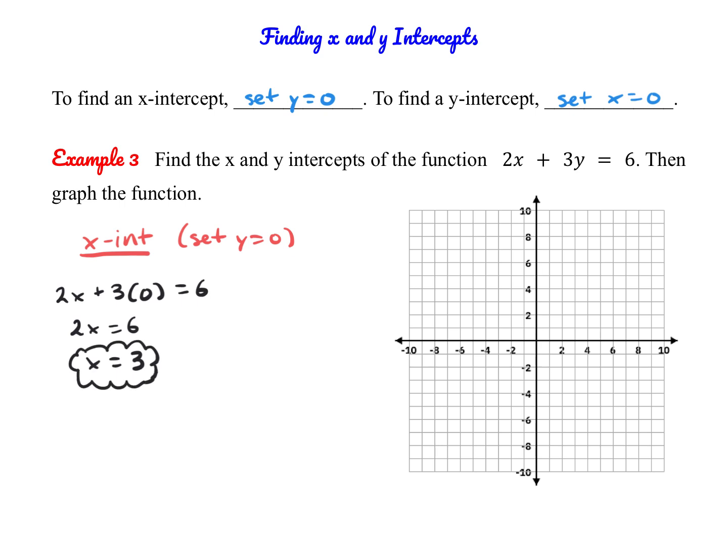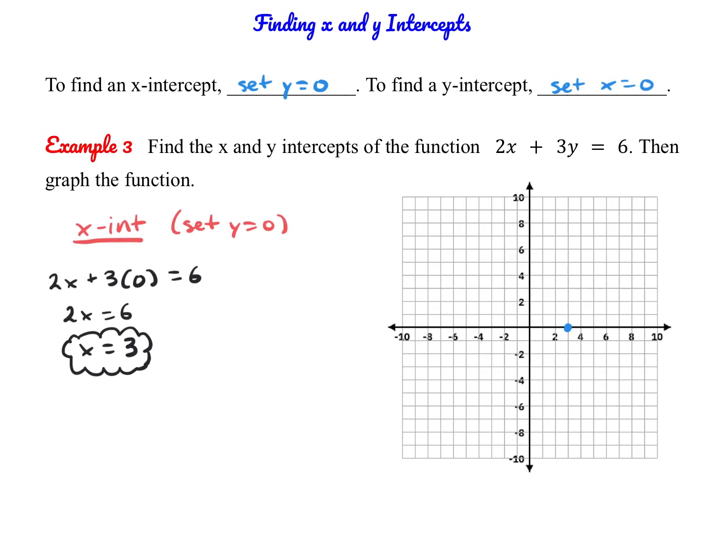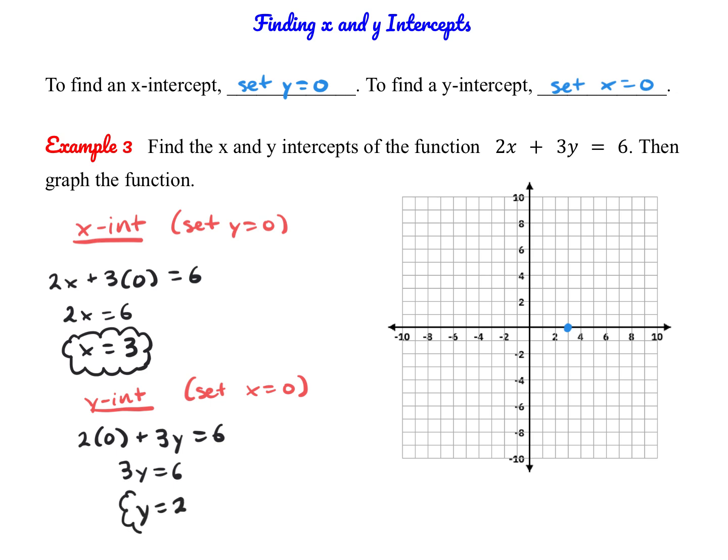And I'm going to plot that point. It's where my graph crosses the x-axis. Now, let's find the y-intercept. So to find the y-intercept, we set x equal to 0. So for this, we say 2 times 0 plus 3y equals 6. So 3y equals 6, which means that y equals 2. So that's our y-intercept. So it's where our graph crosses the y-axis.